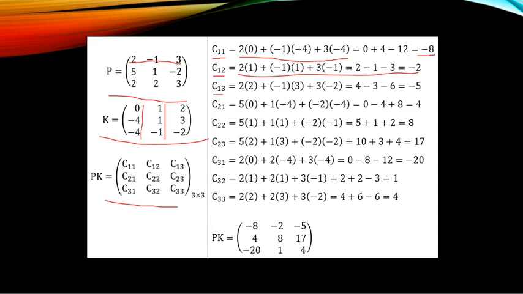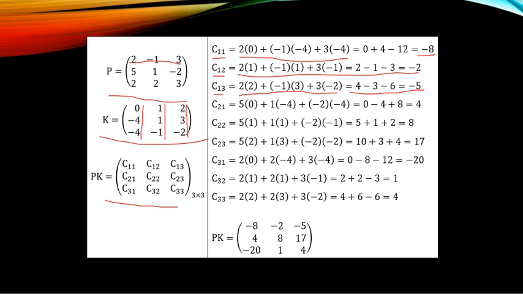To get C13, that is first row, third column, you use the same first row to multiply the third column, element by element. So you have 2 times 2 minus 1 times 3, then 3 times -2 in this form. When you simplify it, you have -5.